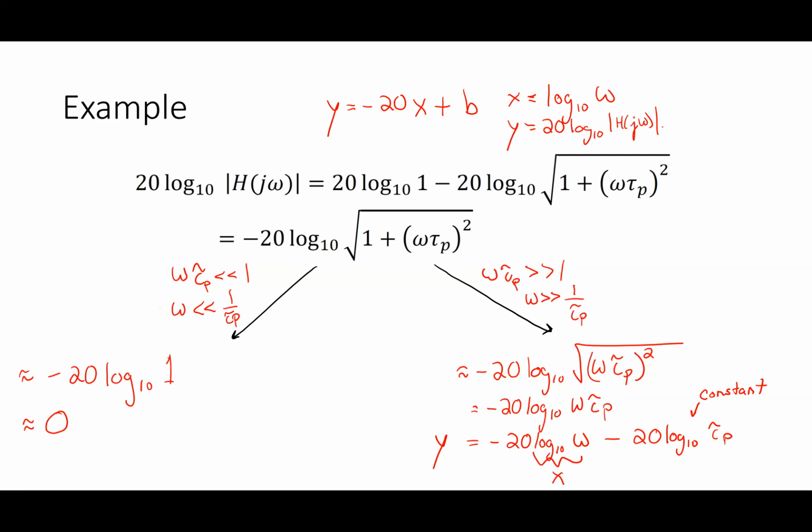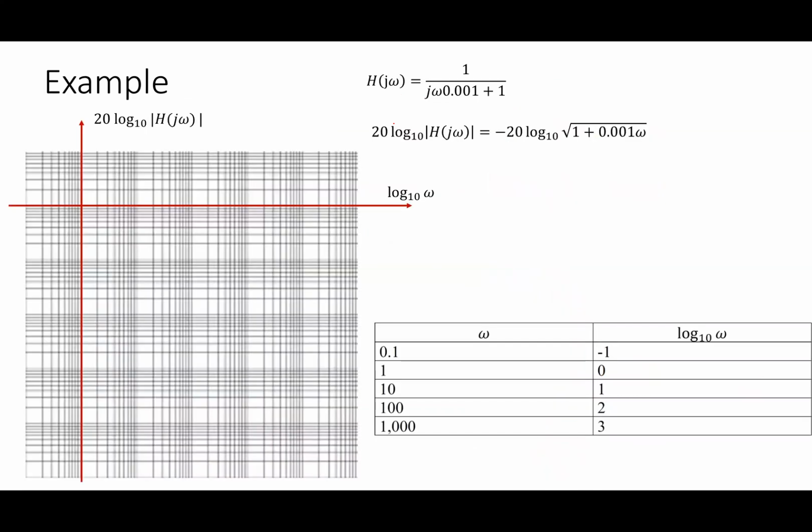What does that say? Well, for low frequencies, the magnitude is constant. For high frequencies, the magnitude falls in a linear way on a logarithmic scale. And so we can make some nice approximations from that, which is what we're going to do. So let's look at an example of how we try to deal with that.